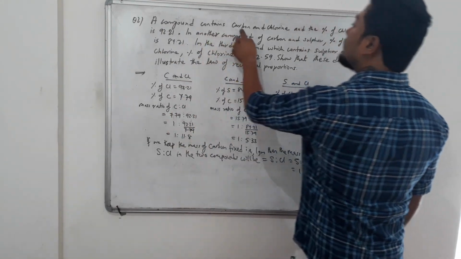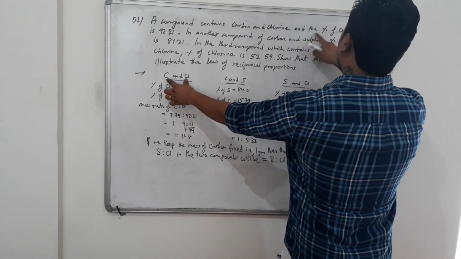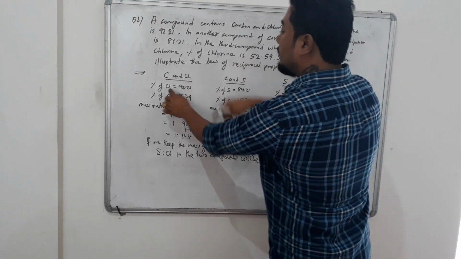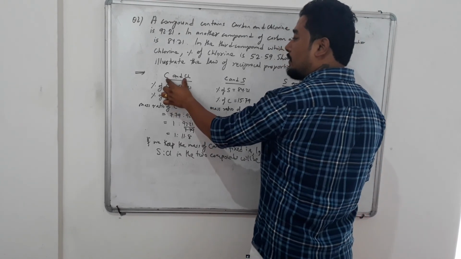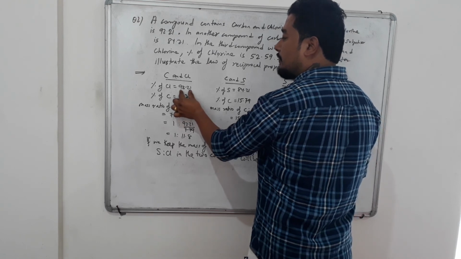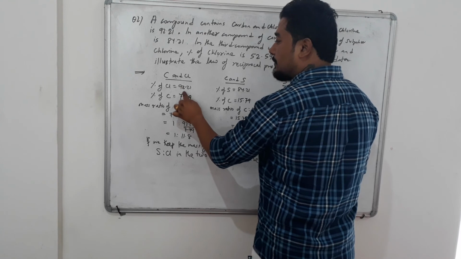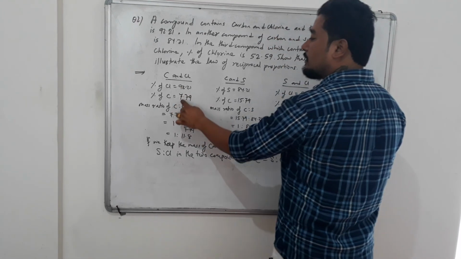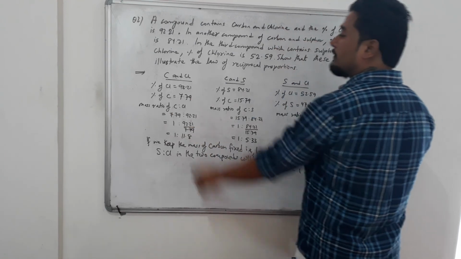A compound contains carbon and chlorine. So I wrote here carbon and chlorine. And the percentage of chlorine is given as 92.21%. So how to find for carbon then? By subtracting this from 100. If you do so, it will come 7.79.